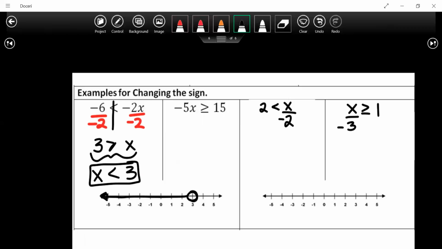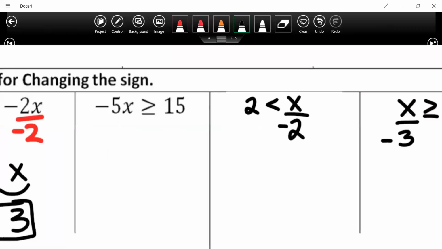Okay, it's one example. Easy enough, yes? Okay. Looking at the one to the right, doing the same kind of style to it, dropping the line down. Don't care about the inequality yet. How do I solve that? Divided by negative 5.